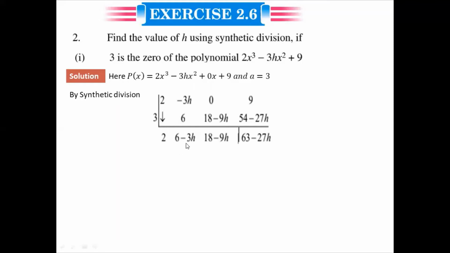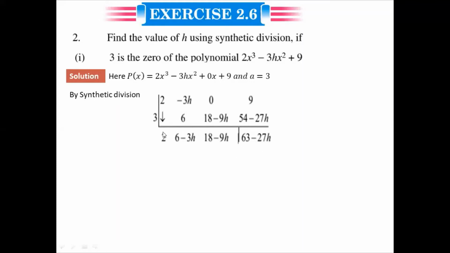Again we multiply 6 minus 3h with 3, and when we multiply these two numbers, we have 18 minus 9h, and we write 18 minus 9h under 0. When we add up these numbers, we have 18 minus 9h. Again we multiply 18 minus 9h with 3, we have 54 minus 27h, and we write this under 9. When we add up these numbers, we have 63 minus 27h.